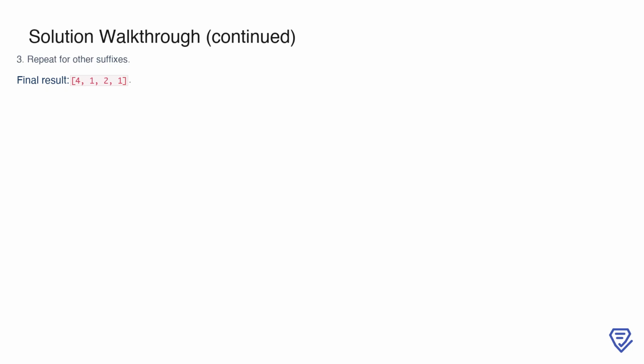By carefully tracking the movements and checking if each position stays within the grid, we calculate the number of valid steps for each suffix. After processing all suffixes, we find the final result to be 4, 1, 2, 1, which represents the number of valid steps for each possible starting position within the instruction string.